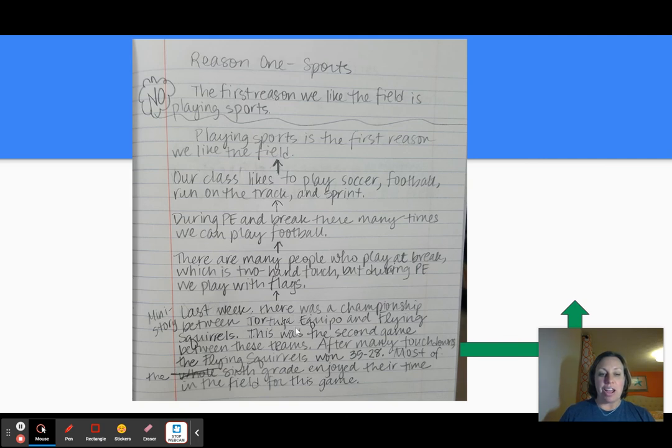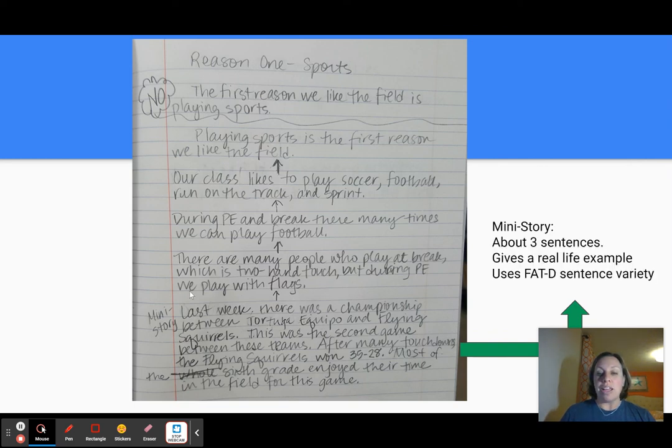This mini story right here adds more information about the sentence before. It's not a totally new topic. I'm not writing like, one day we went out and ran on the track, because that wouldn't tell more about the sentence before it. I need to tell more about the sentence before. So this mini story tells more about this topic. So when you're writing a mini story, we're looking for them to be about 3 sentences long. They give a real life example.